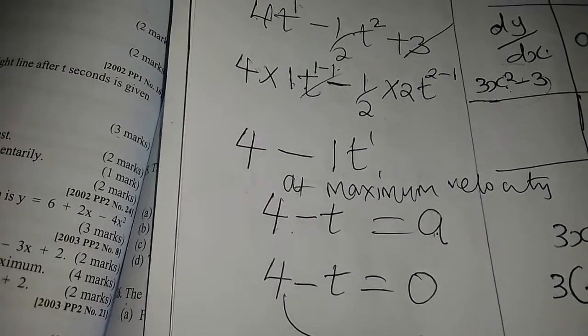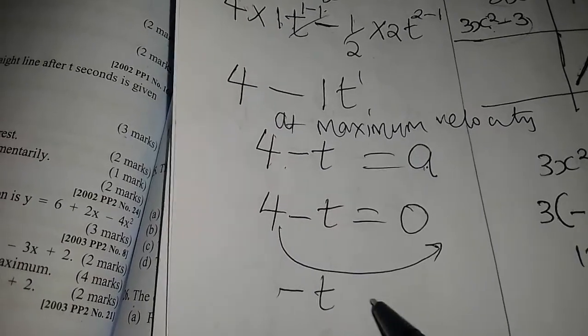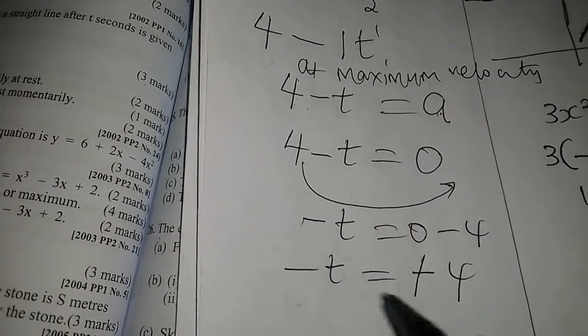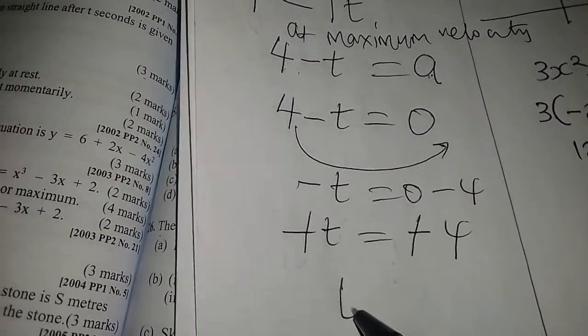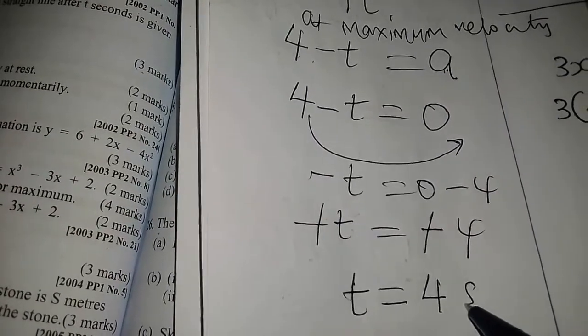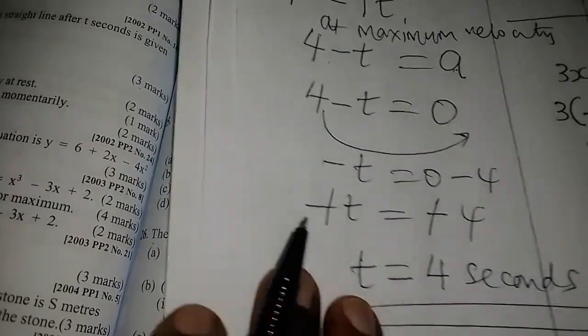I'll just take this 4 to the other side. So I have minus t is equal to 0 minus 4. So minus t is equal to minus 4. The negative and the negative will disappear. So that means at maximum velocity, the body had actually taken 4 seconds, or the particle had traveled 4 seconds.